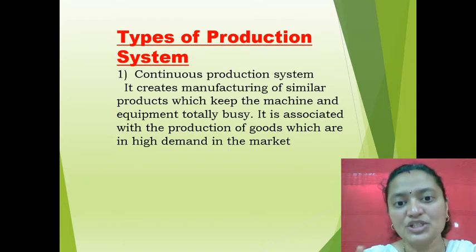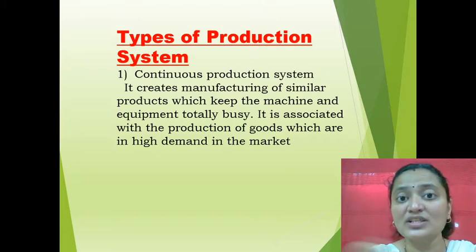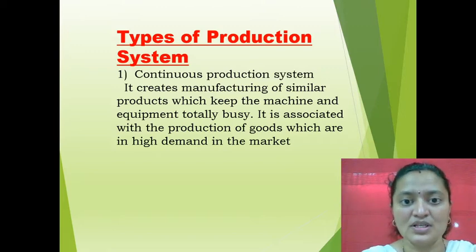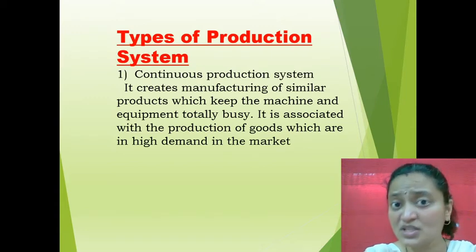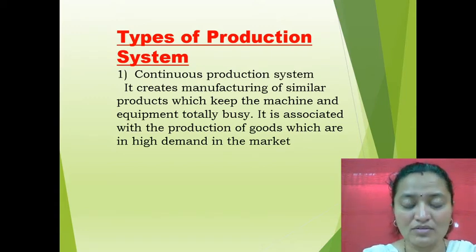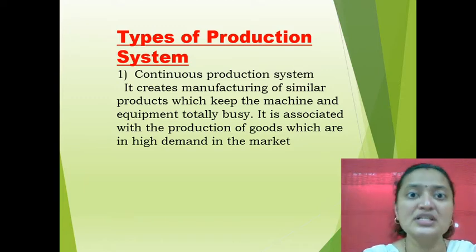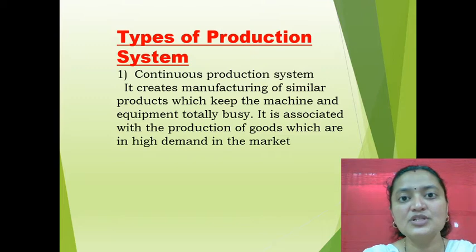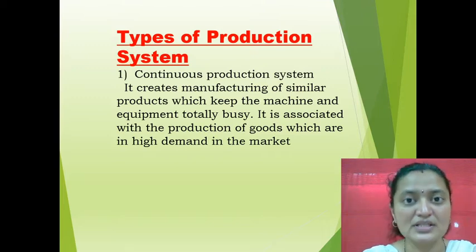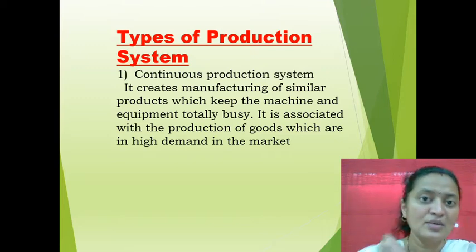Some machines manufacture similar kinds of products, and it keeps the machine and equipment totally busy, which means there is no break or stoppage in any functioning or working of the machine. It is a continuous process. First, clearly understand what you mean by the word continuous. Continuous means it flows continuously and it is a never-ending process.